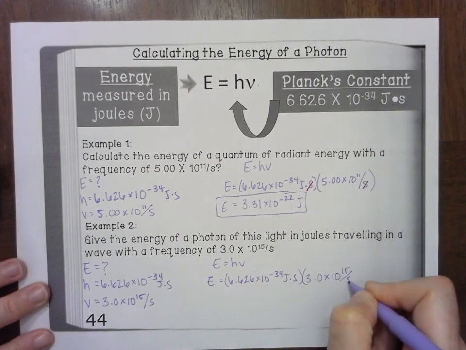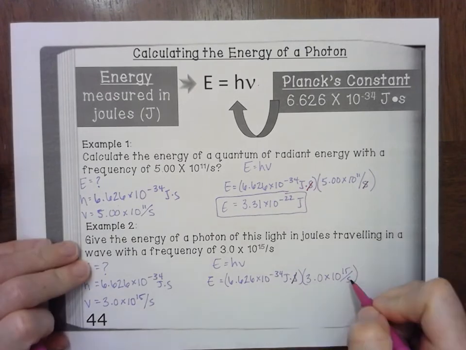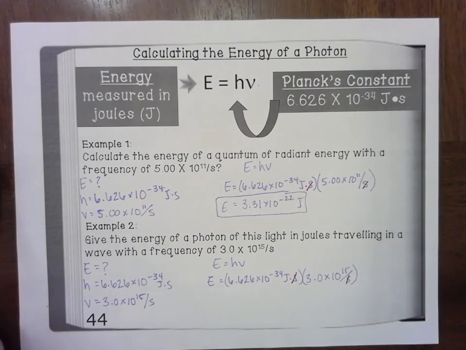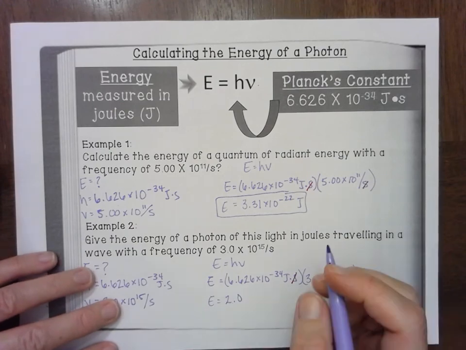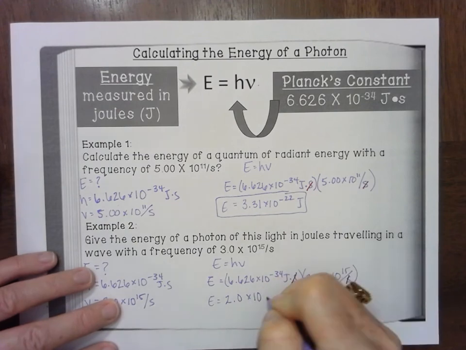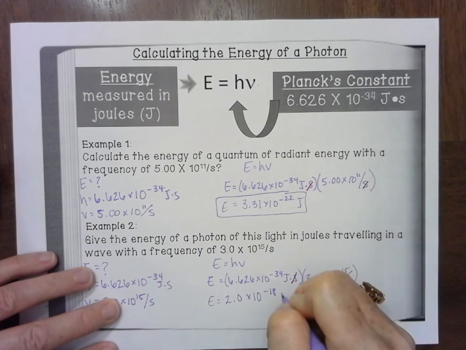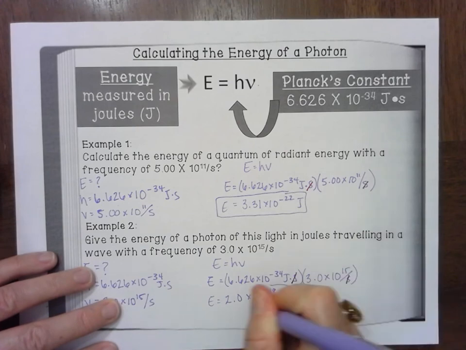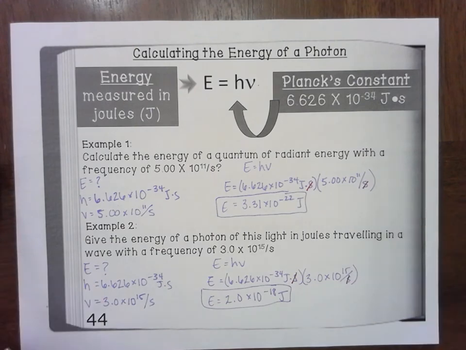And again, I can cancel seconds because this one is a numerator and that one is a denominator. I can only have two significant figures in the coefficient because of 3.0. My calculator gives me quite a lot more, but I'm going to round it to 2.0 times 10, and the exponent is negative 18. Joules is not canceled, so I'm going to carry that into my answer. And here is the energy of a photon if the light has a frequency of 3 times 10 to the 15 cycles per second.